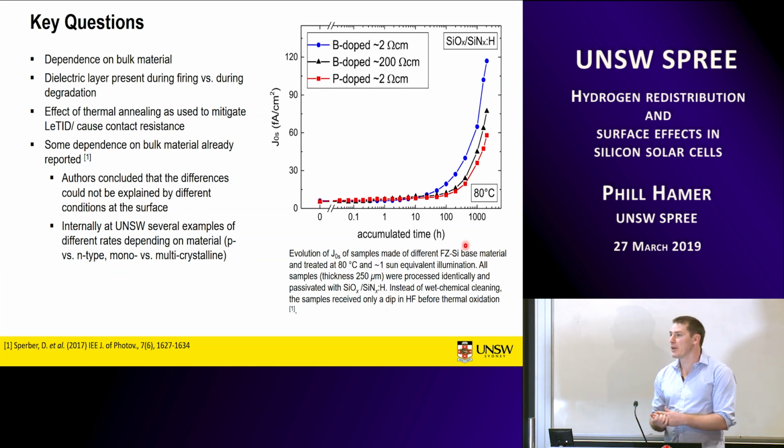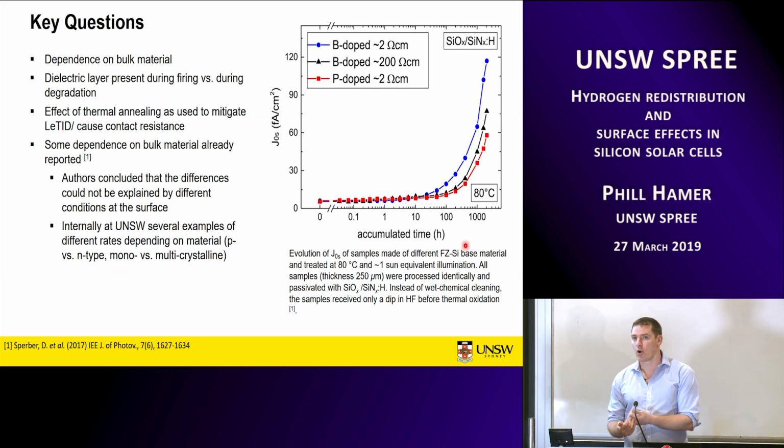We also tried doing a higher temperature redistribution. So there's a bunch of anneals, as I mentioned, that cause the contact resistance that fix the LeTID. What effect do they have on this surface degradation, and can we actually match them up with the behaviour we'd expect if hydrogen is redistributing to the surface?